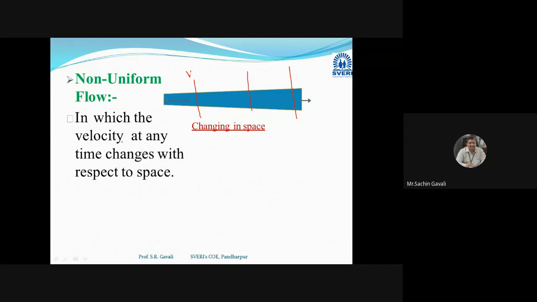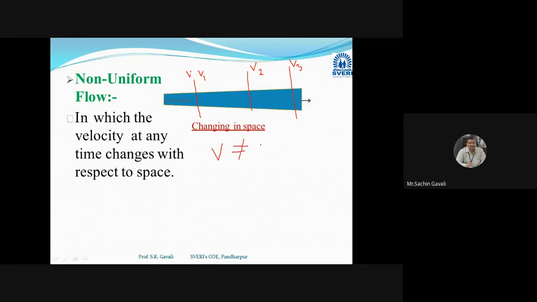And in that case, the velocity at any time changes with respect to space. म्हणजे आता आपण 10:45 जर रीडिंग घेतलं तर इथली velocity समजा v1 येईल. Let us consider this will be v1. At section 2 velocity will be v2 and section 3 velocity will be v3. So at the same given instant of time, if it changes with respect to space, then that type of flow is called what? Non-uniform flow. So velocity is not remaining constant.